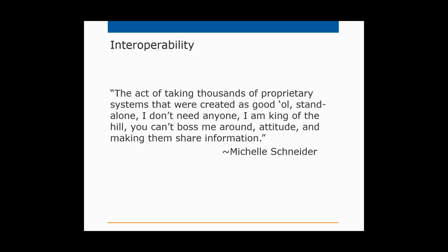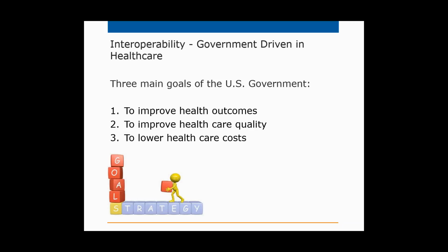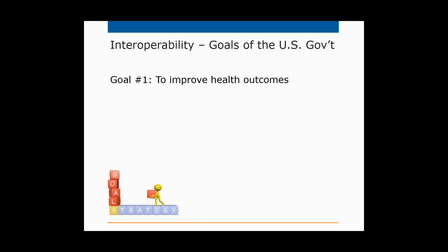So there are three main goals that are defined by the ONC. The government has listed these as their main goals of implementing interoperability: to improve health outcomes, to improve health care quality, and to lower health care costs. As we pull those apart, improving health outcomes, I think we can all agree on that goal.